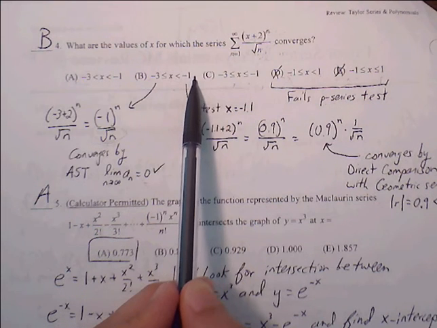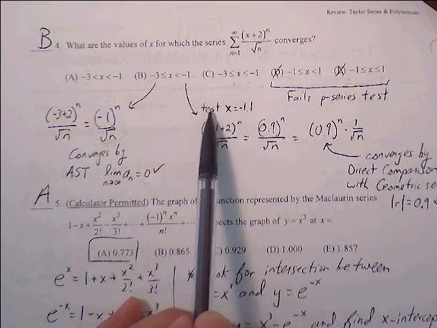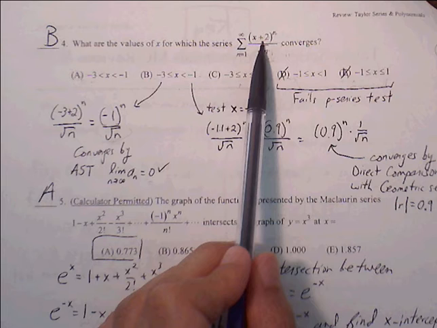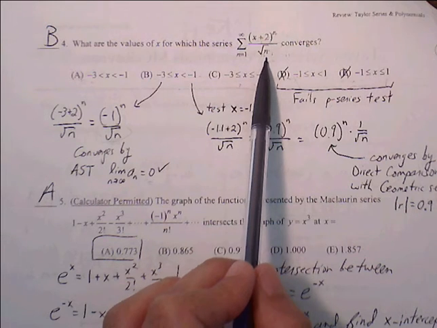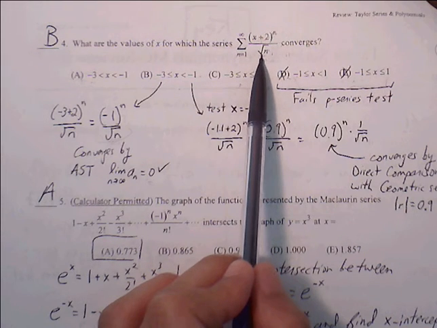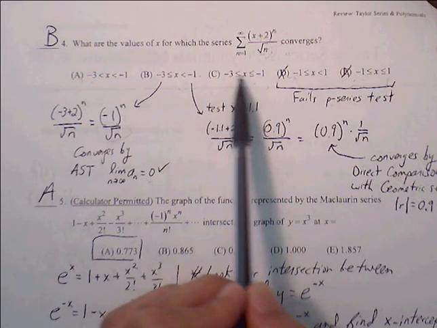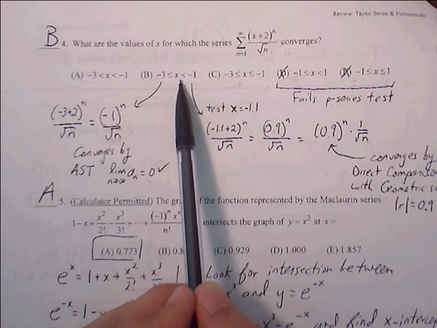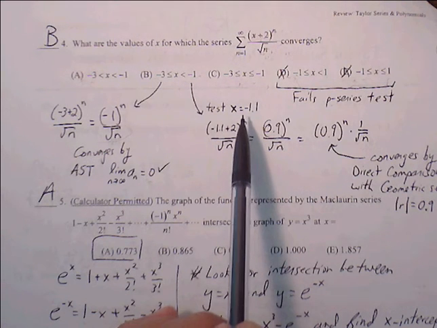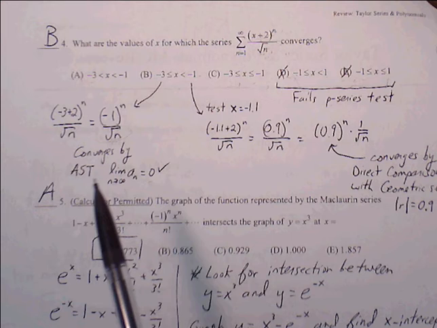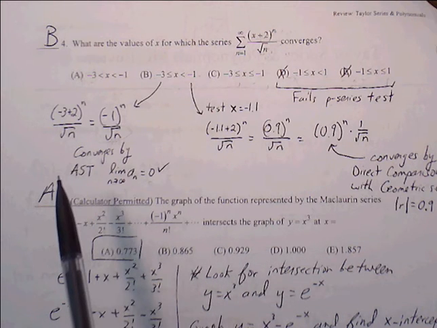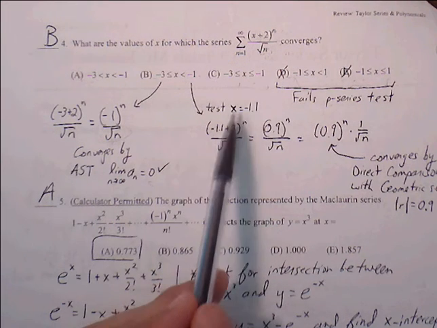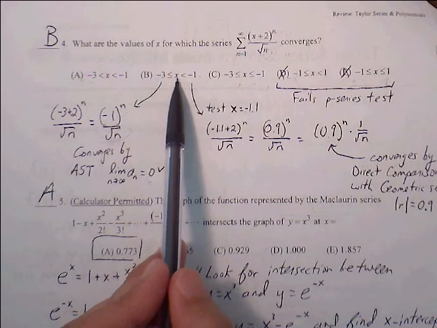Now let's look at what happens with -1. If we plug -1 in, -1 plus 2 is going to be 1 to the n over square root of n, and we know that p-series will cause that to fail. So we know that -1 cannot be the option, but let's just make sure that something like -1.1 will work, because we know -1.1 falls between -3 and -1.